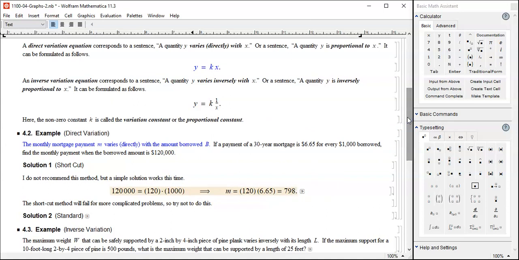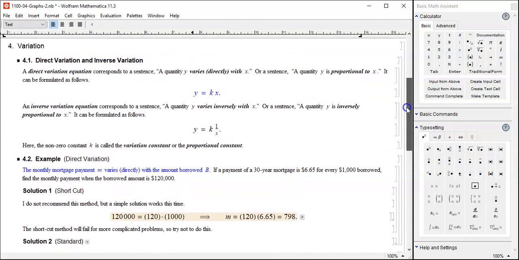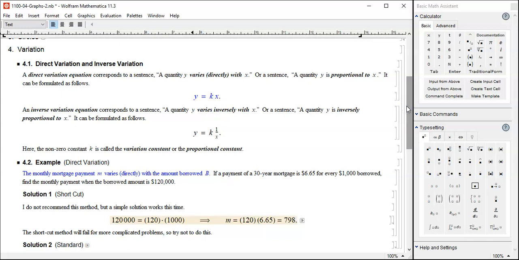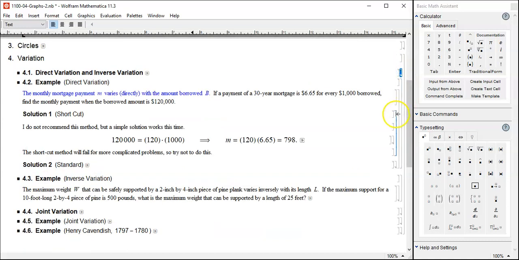But it does help you understand what it means by direct variation. That's why I went through it. One quantity is double, triple, quadrupled, exactly the same for the other variable. In this case, 120-folded. Okay, so much for example 1.